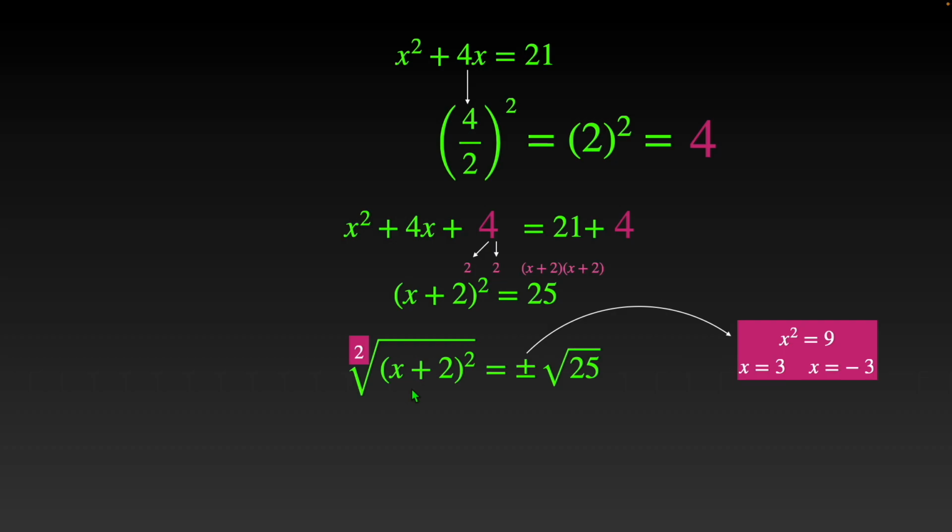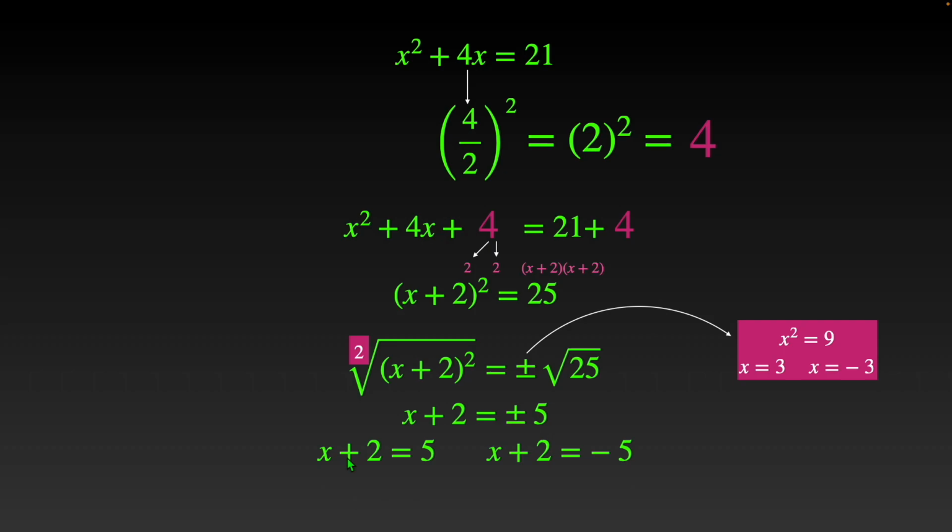Now let's continue with our example. On the left-hand side, we just get x plus 2. On the right-hand side, we get plus or minus the square root of 25, which is 5. Because we have plus or minus here, we'll split this equation into two separate equations. One where x plus 2 equals 5, and the other one where x plus 2 equals -5. And now we'll solve each of these for x.